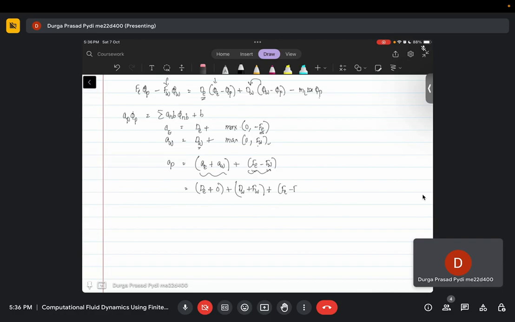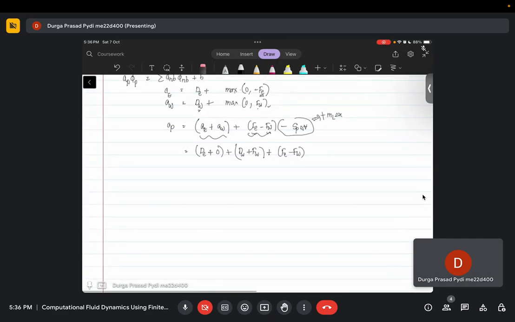The AP term, what about ML into delta X term, sir? Yeah, that will also be there, the source term minus SP times delta V, but in this particular case this will be ML times delta X plus. Yeah, thank you. So this comes out to be D east plus D west plus F east.